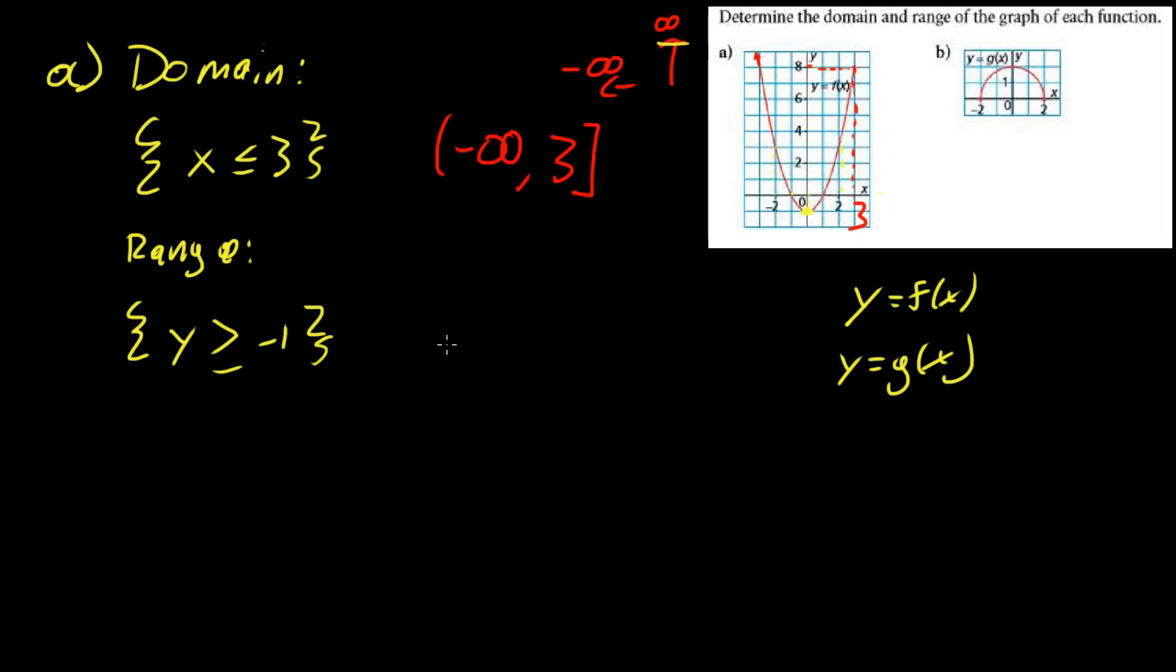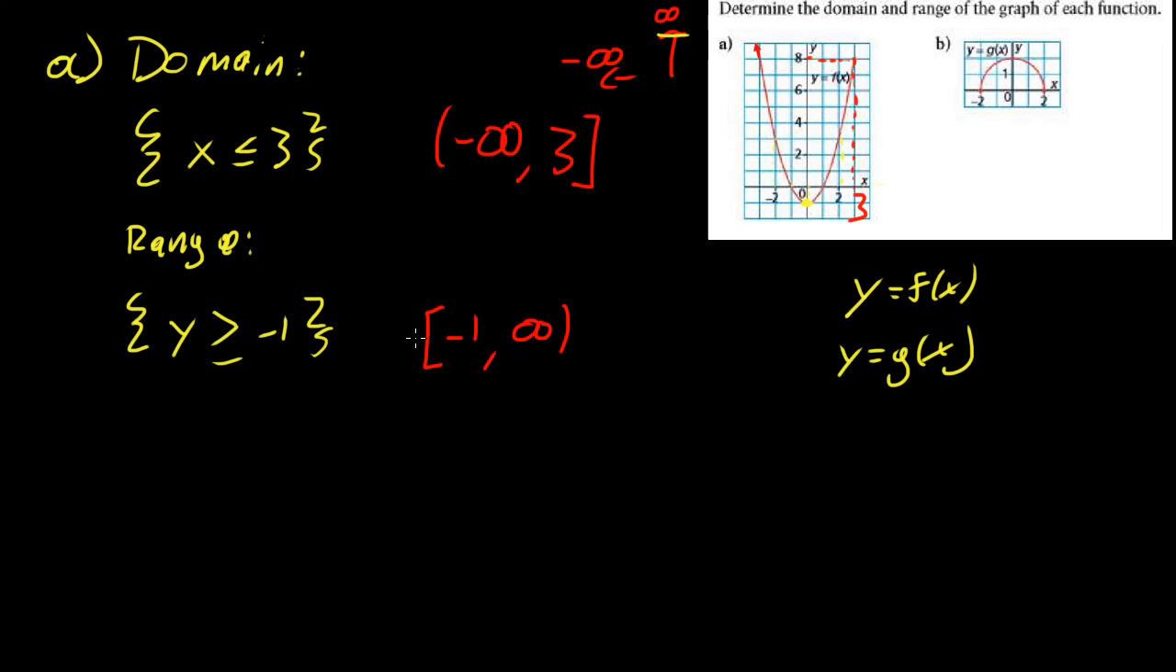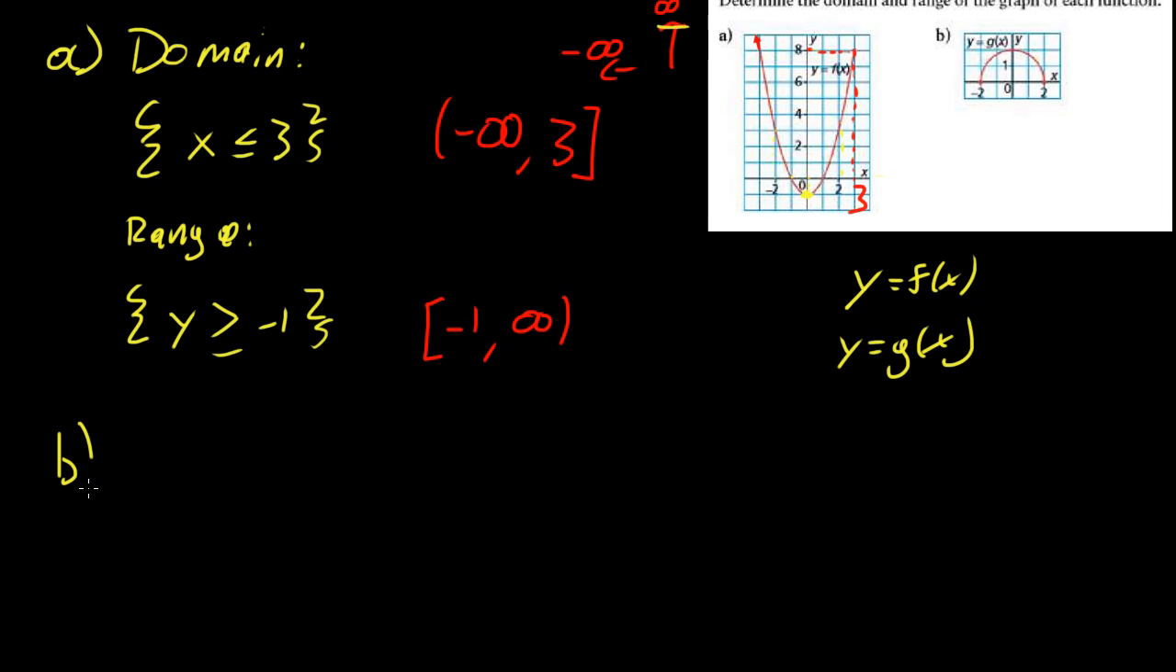Now, if we do this in terms of our interval notation, then we're going to start with an inclusive bracket around negative 1, and then we're going to go to infinity with a non-inclusive bracket. So we're just kind of separating these two, but they do share those similarities. So that's kind of A for us. Let's go ahead and do B now.